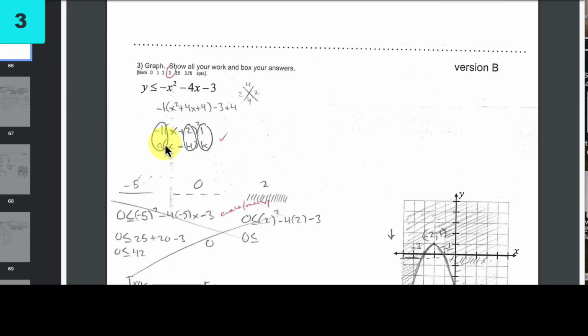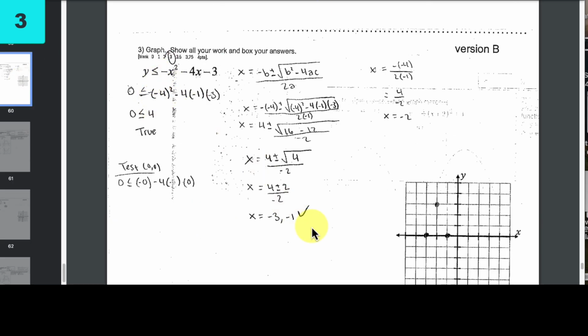Okay, this student transformed it, factored out -1, which is good. And then they completed the square, so -4 plus 4, that's 1. And that gives you the coordinates (-2, 1). They could have shown work here for the x-intercepts, but that was messy.